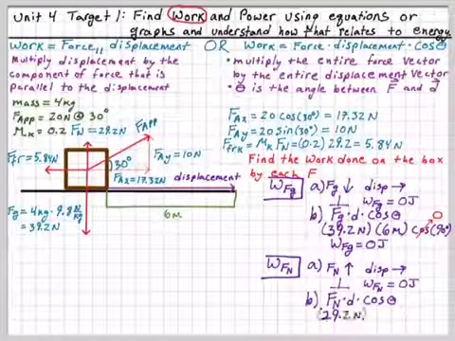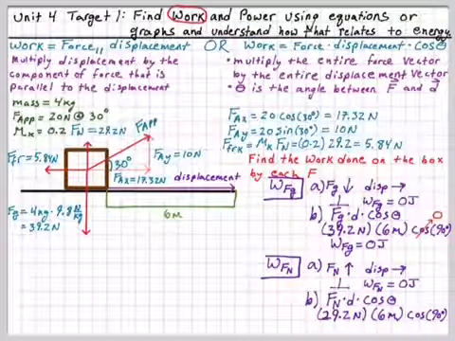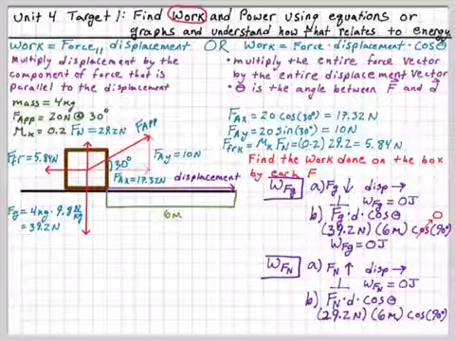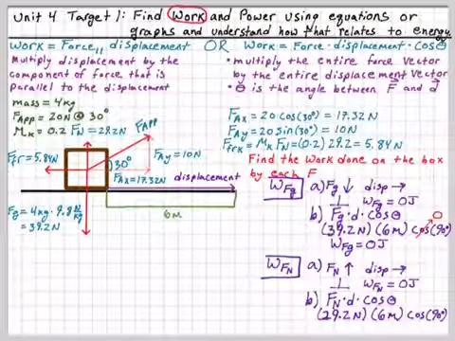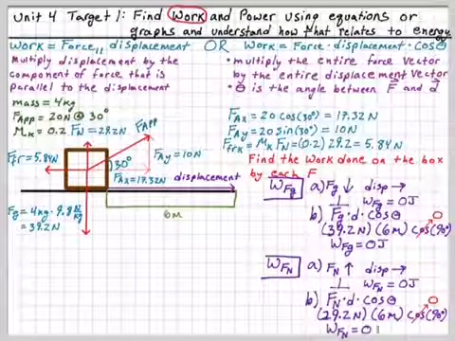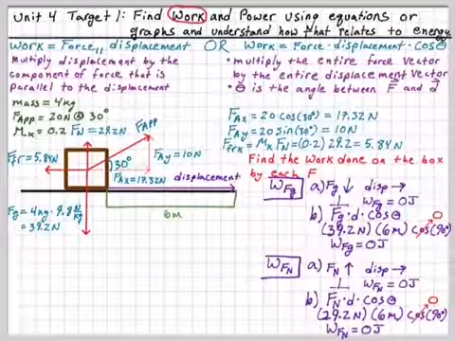And the way this plays out using our other equation is that we are going to multiply the force normal by the displacement, and we're then going to multiply that by the cosine of the angle between them. And once again, they're perpendicular, so the angle between them is 90 degrees, and the cosine of 90 degrees is 0, so there's no work done by the normal force.